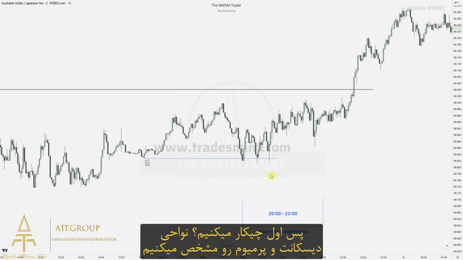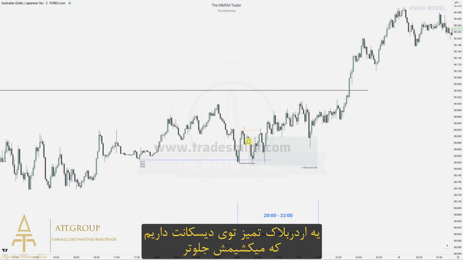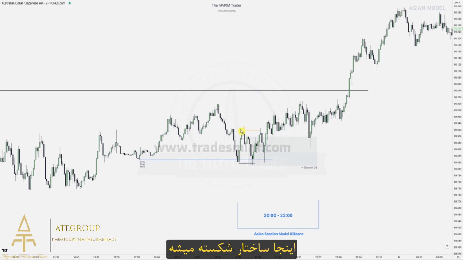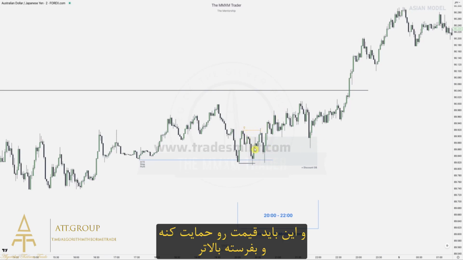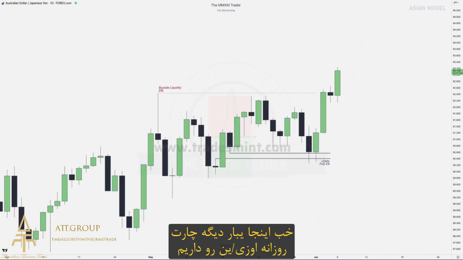But what do we do first? We draw out our discount and our premium levels, right? Discount is over here, premium is up here. We've got this nice discount order block marked out in time, breaking structure up here, and this should support price to go higher. Right, so over here we got that Australian dollar, Japanese yen daily chart once again, right?